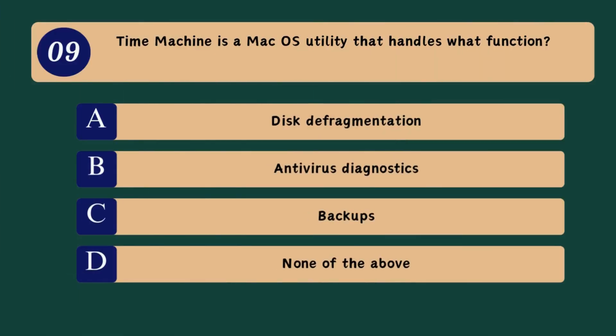Question 9. Time Machine is a Mac OS utility that handles what function? A. Disk defragmentation. B. Antivirus diagnostics. C. Backups. D. None of the above. Correct answer. C. Backups.